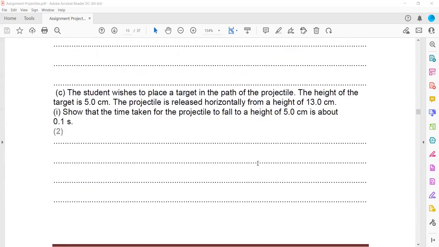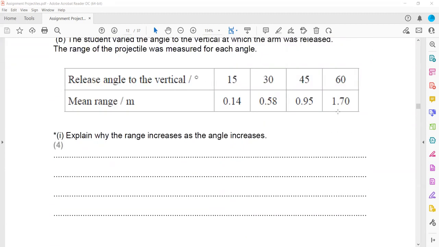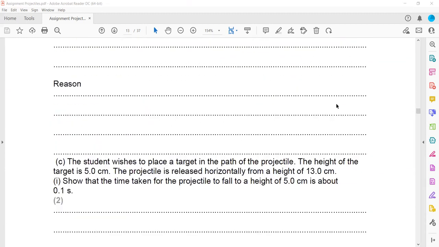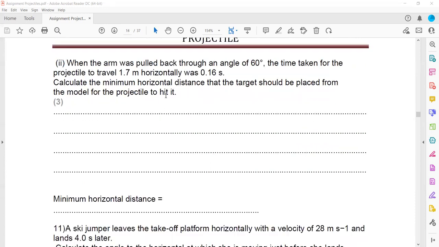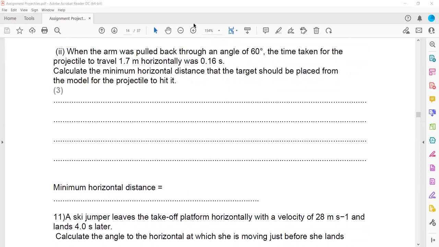So when the angle is 60, it covers 1.7 meters. That is the total range, and it took 0.16 seconds. And remember, it is launched from a height of 13 centimeter or 0.13. We have a target which is only 5 centimeter in height.